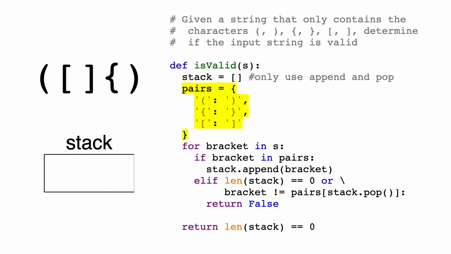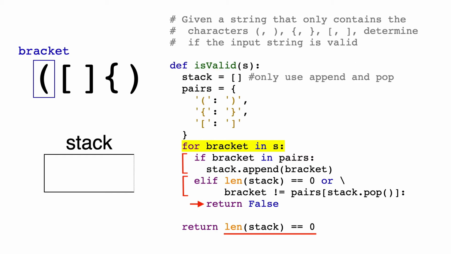Next, we'll create a dictionary called pairs that maps each type of opening bracket to its corresponding closing bracket. This is how we'll check that the brackets match up. We then enter a loop and use a variable called bracket to traverse it. So here's the big picture idea. If the bracket is an opening bracket, then this part will push it onto the stack. Otherwise, it's a closing bracket, so this part will check if it's the correct type of closing bracket. If it's not, then we exit early and return false. If we get to the end and all brackets have been properly closed, then the stack should be empty.